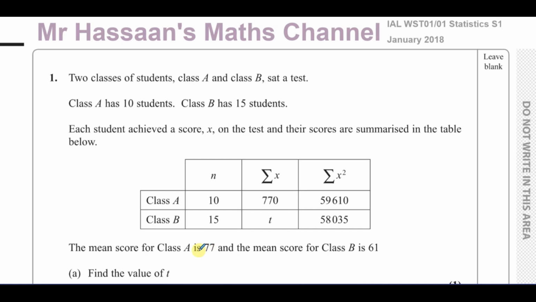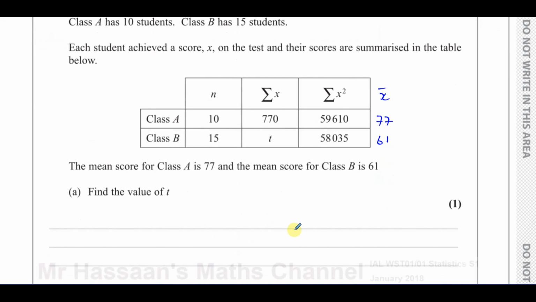The mean score for Class A is 77. Okay, so I'll add a new column here. So the mean score for Class A is 77, and the mean score for Class B is 61. I'll just put the mean there. It says find the value of T. Find the value of T, which is the sum of the scores of Class B. Okay, so T is the sum of the scores of Class B. I'll write that as that.